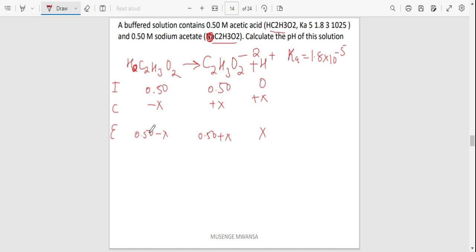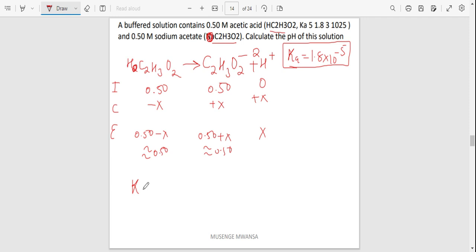So 0.50 minus x is going to be approximately just equal to 0.5. The reason for that is there is a very small change. Since the Ka is very small, the change in concentration is going to be very small. So this value is approximately equal to 0.50, and this one also will be approximately equal to 0.50.